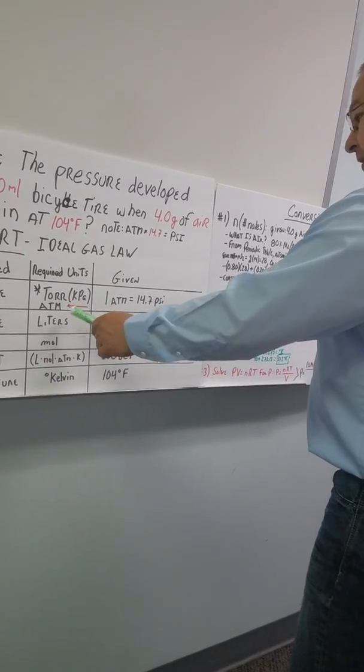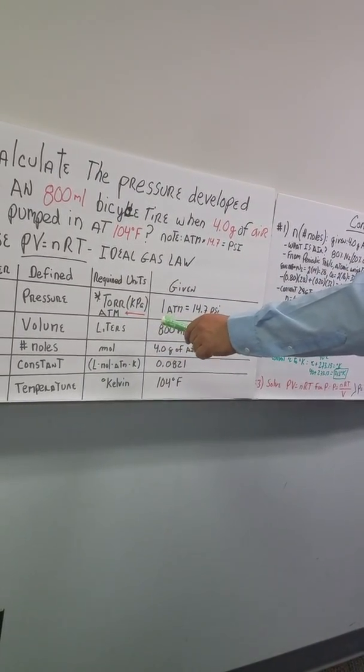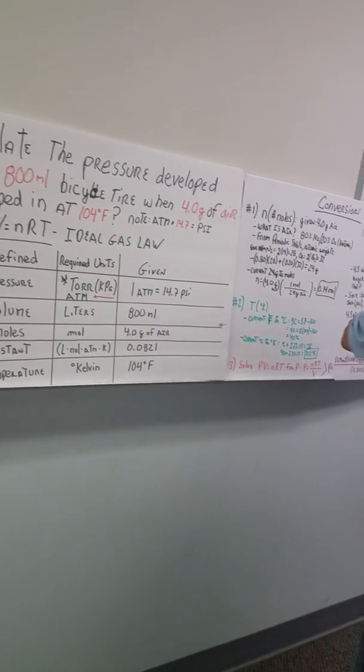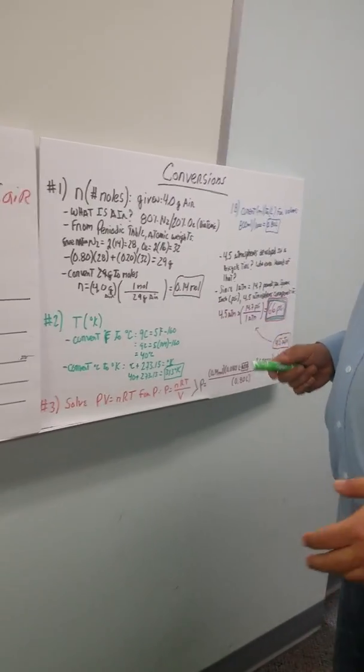So we know that we have atmospheres, okay? So we're okay with that. Now let's take a look at over here. Can you just come on over here? You can stand up and film me over here.